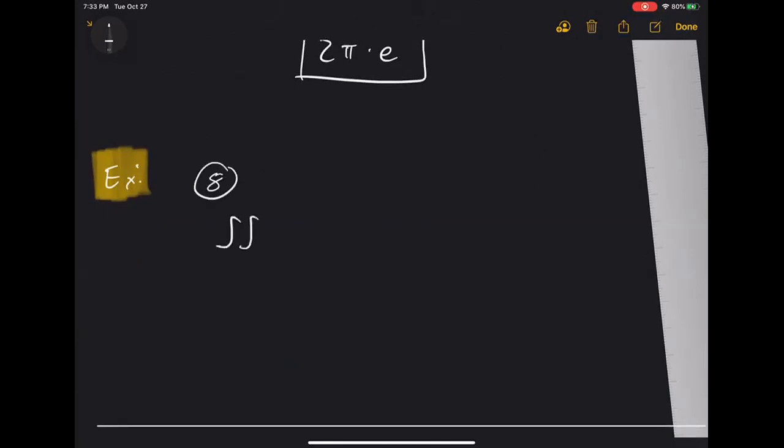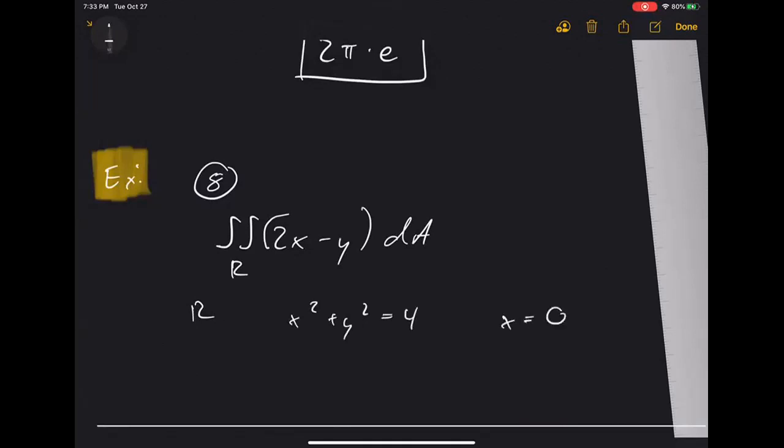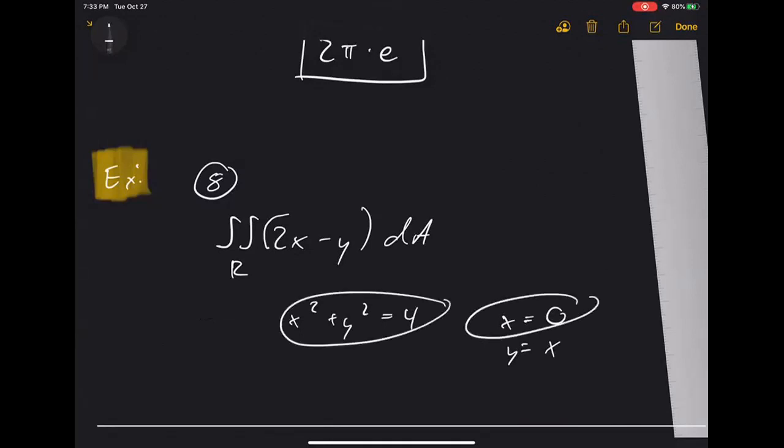So we're told to integrate 2x minus y, so we're given an integral in Cartesian coordinates. And we're told R is the region in the first quadrant enclosed by the circle x squared plus y squared equals 4, and the lines x equals 0, y equals x. So again, our region is the region in the first quadrant enclosed by these 3 curves.